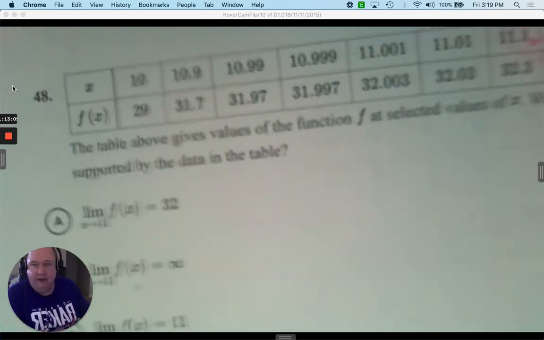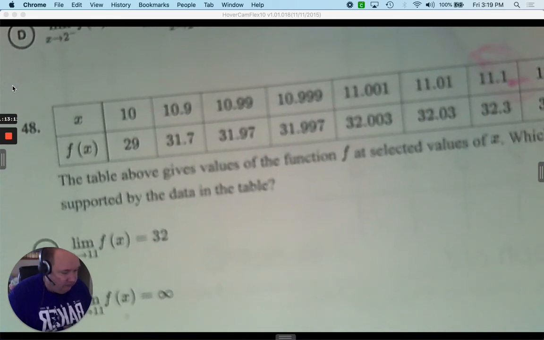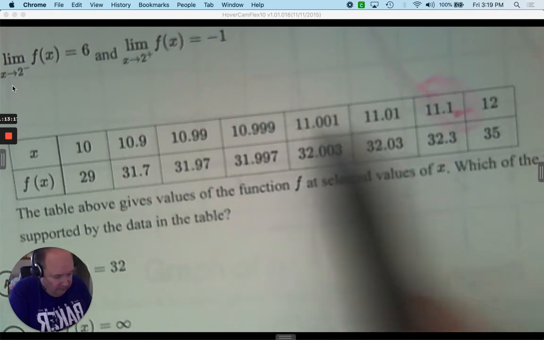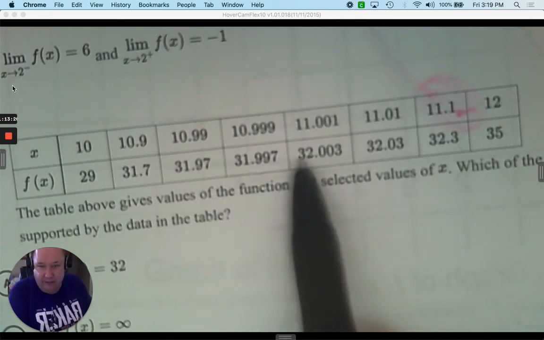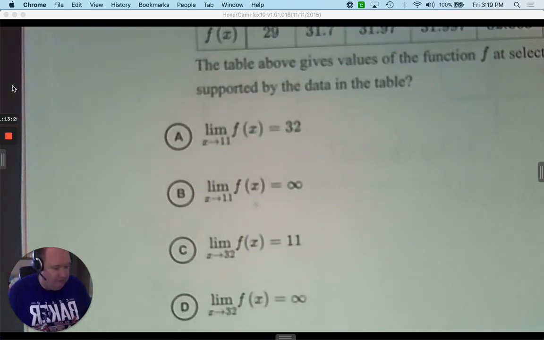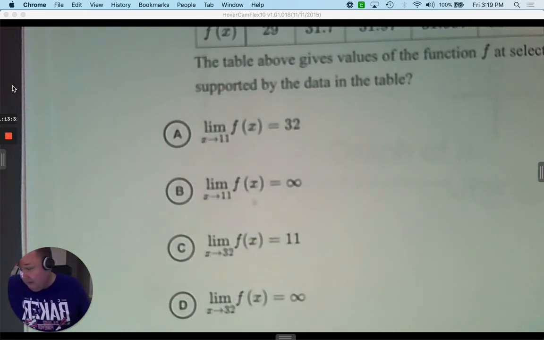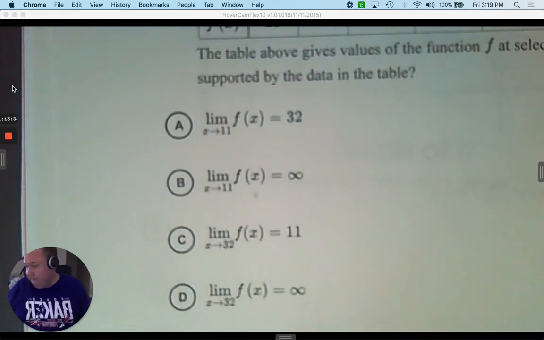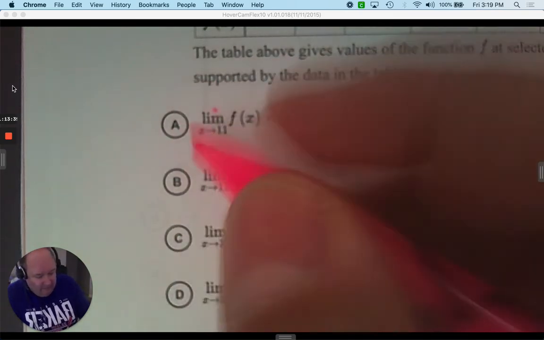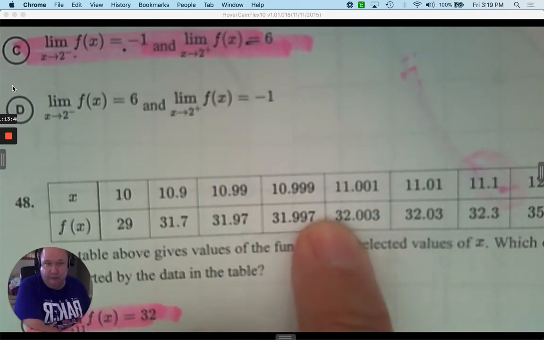All right, number 48. The table above gives values of a function. Which of the following conclusions can be made? Let's look at the x values. This is getting closer to 11 from both sides. Are they both approaching the same y value? It looks like they're both approaching 32. So if I look at the answer, as x approaches 11, the limit is 32. Let me double check. That's what it looks like. So can you read a table of values to evaluate a limit? As x approaches 11, that's the answer. From the right and from the left, they both seem to agree what the answer is.